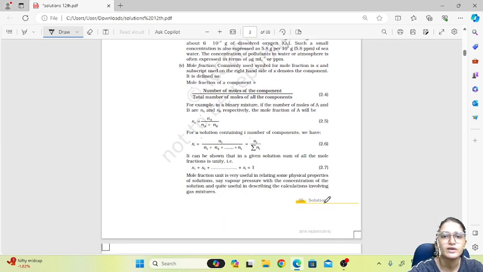Now next we have mole fraction, which is very important, and it is used in further concepts in which we are going to solve problems. So the mole fraction concept is very important and it's easy. Mole fraction of a component is given by the formula: number of moles of the component divided by the total number of moles of all the components. Okay, now how do we find the number of moles?